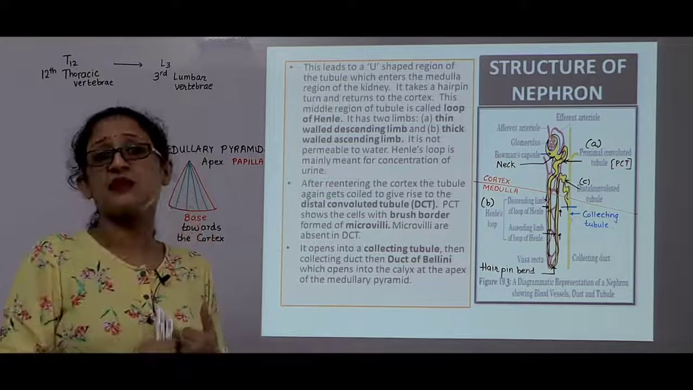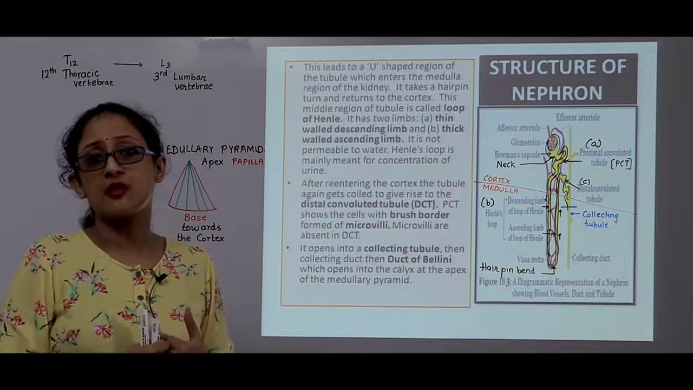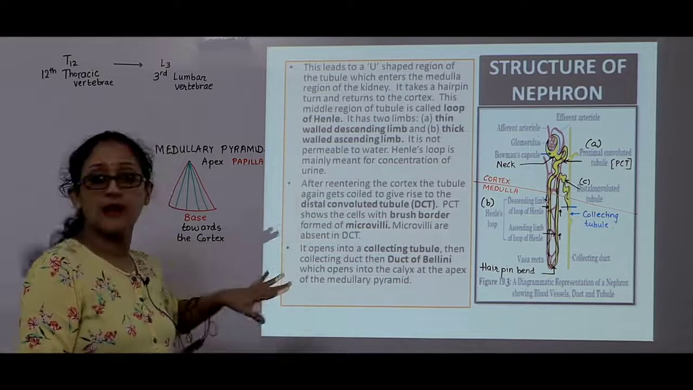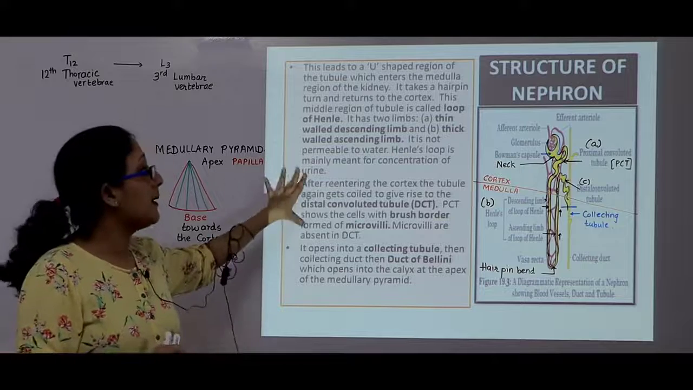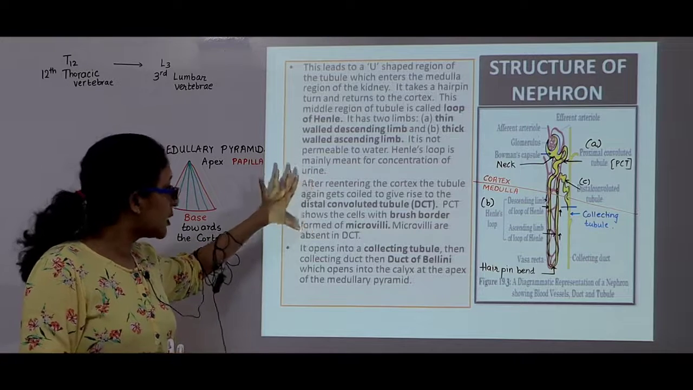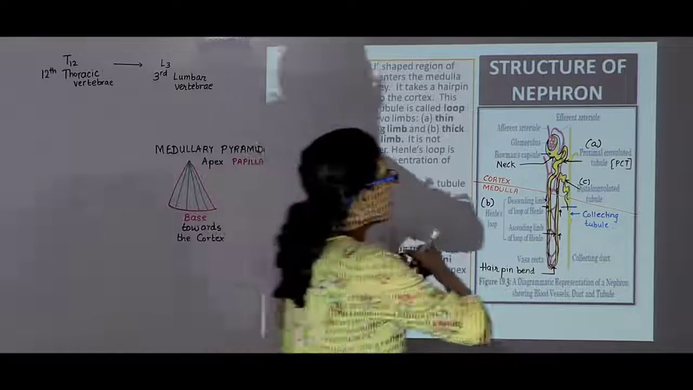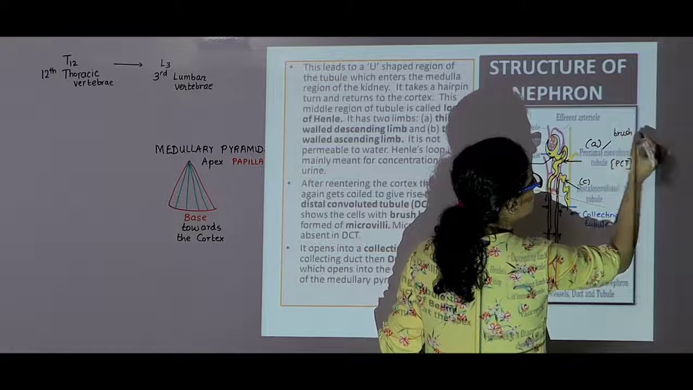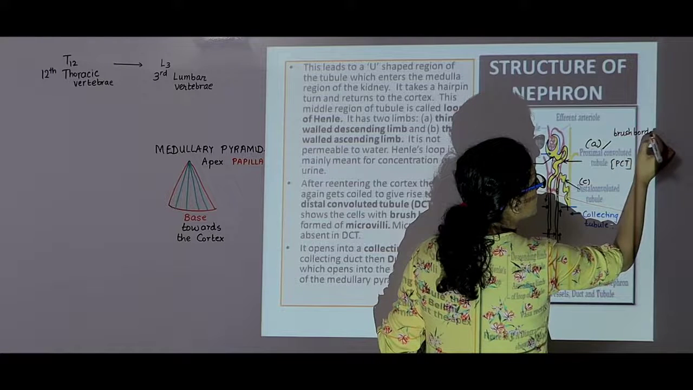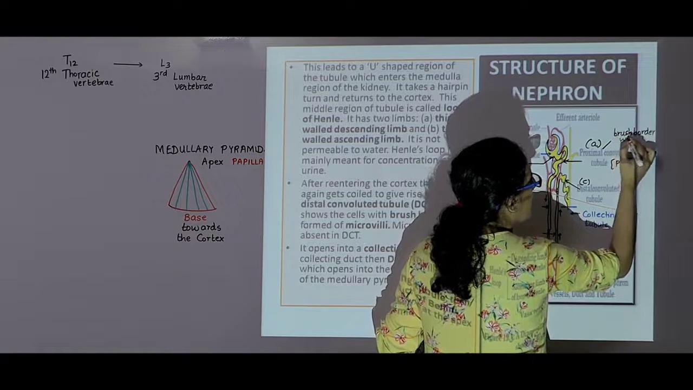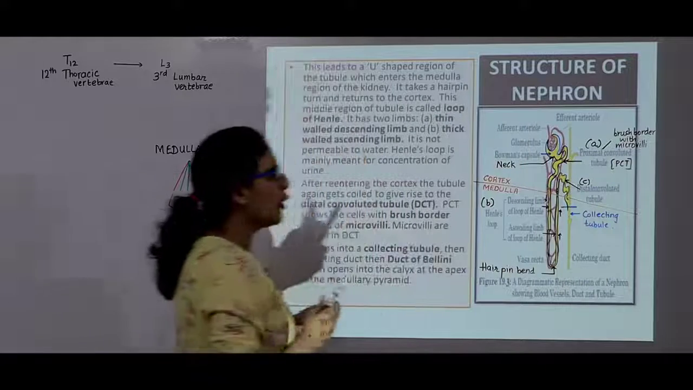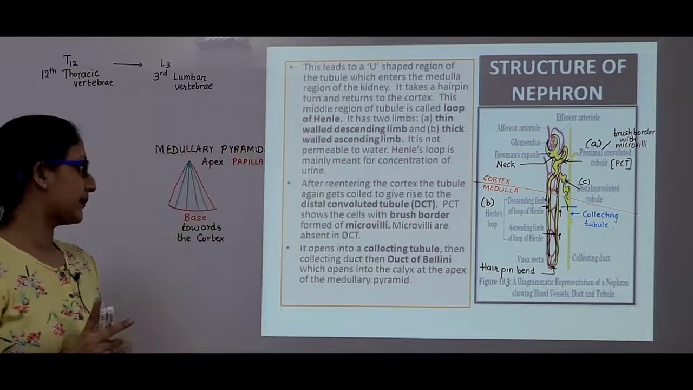To increase the surface area, to increase absorption, PCT has brush border with microvilli. DCT doesn't have it, only PCT has it. Okay, so PCT here will have, write down, brush border with microvilli to increase the surface area, to increase absorption.